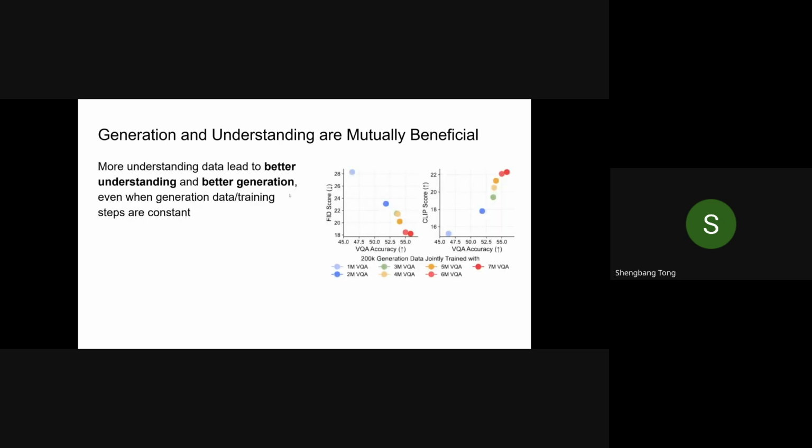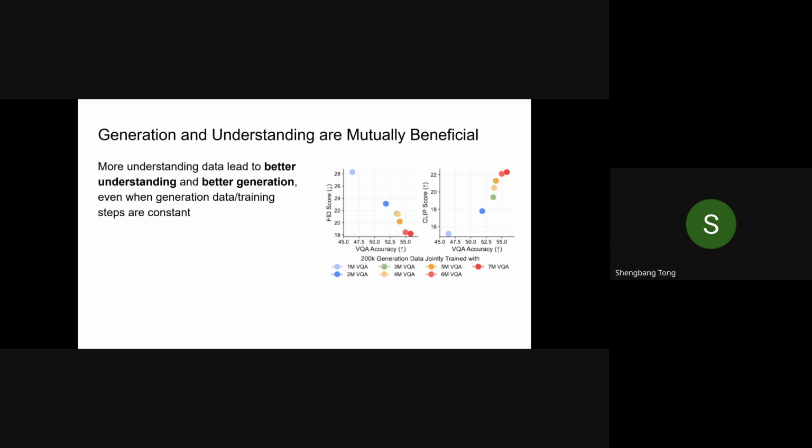And in here, the x-axis are the VQA scores, the higher the better, of course. And the y-axis here are the FID scores, the lower the better, and clip score, the higher the better. It's quite obvious from the plot that there is definitely a correlation between the VQA performance and the FID performance.